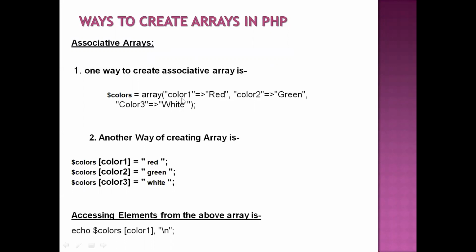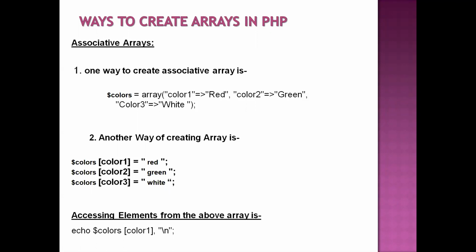Here we need to specify the index name as well as the value. So always in an associative array the indexes will be in the form of strings. In case of a numeric array the indexes will be in the form of numbers. That is the difference. And if you see like this, directly assigning to that particular index also we can create the array. So here I am creating one array with the name colors. For the color1 index I am storing red color, for the color2 index I am storing green color, for the color3 index I am storing white color, right?